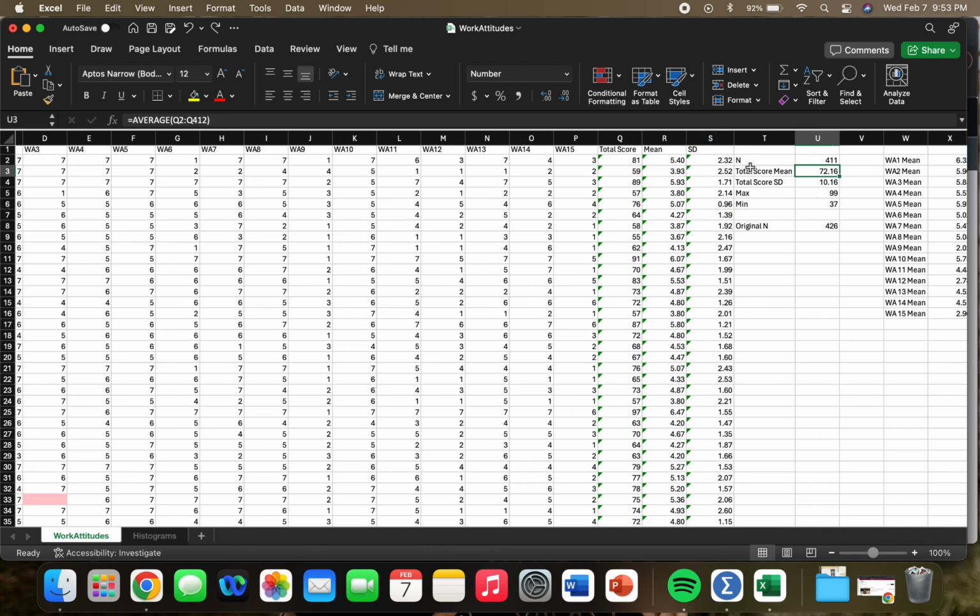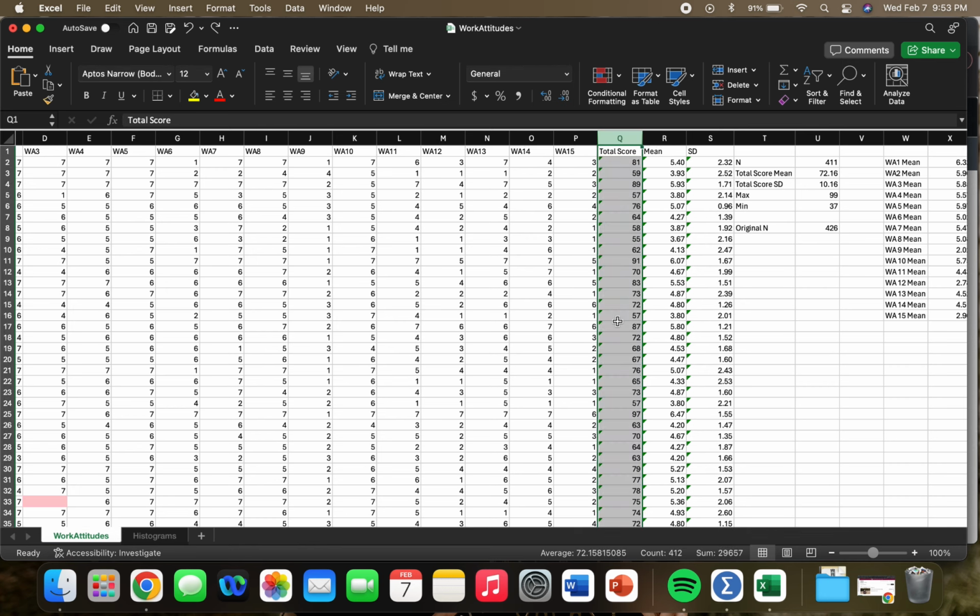Here we have the total score mean, so this is going to be for this column here. For everyone, I just averaged out, you can see it in the formula here, equals average Q2 to Q412.